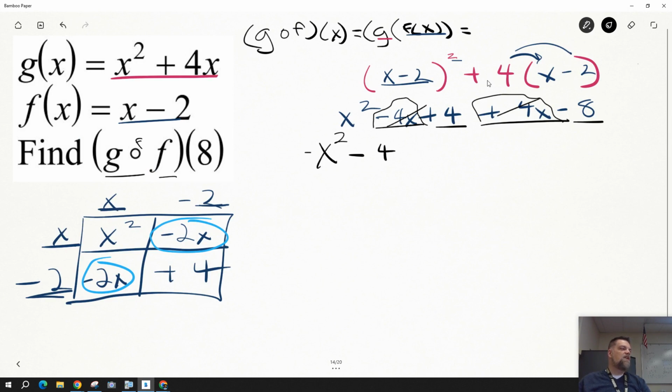All right. So what does this equal? Well, this equals all this stuff. This equals g of f of x. All right? But now they want us to evaluate that at 8. So I'm going to say g of f of 8. And so wherever there's an x, I'm going to plug in an 8.